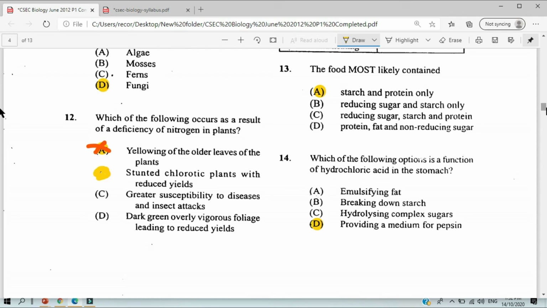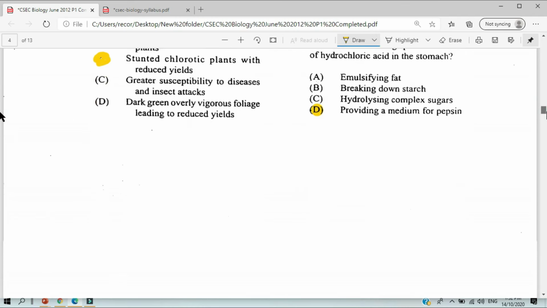Then we go to question number 14. Which of the following options is a function of hydrochloric acid in the stomach? We chose providing a medium for pepsin. You would agree with us that pepsin needed this acidic environment in order to function in the stomach. That's where it's found.